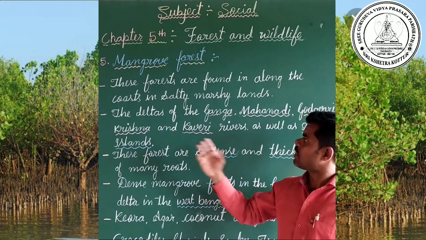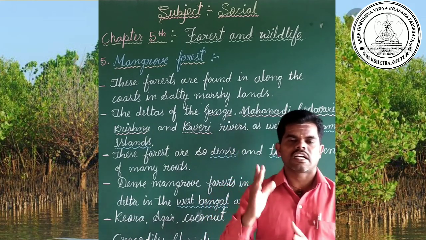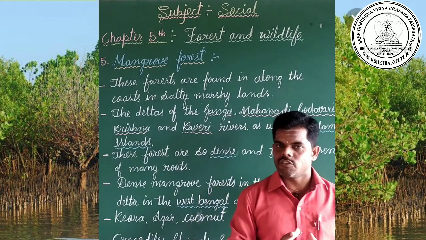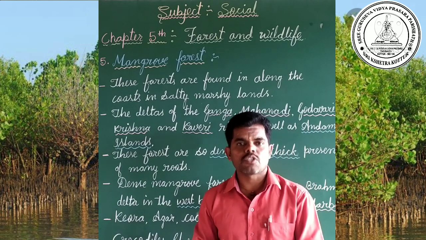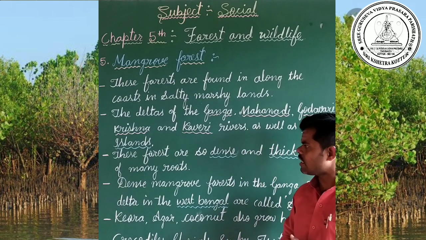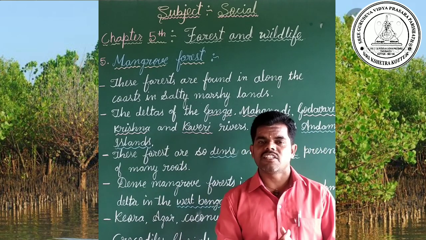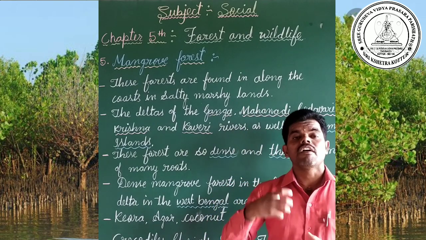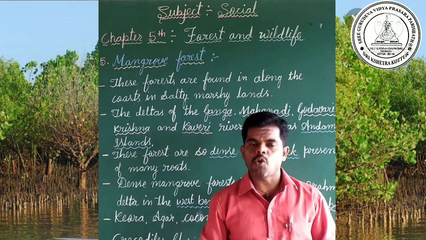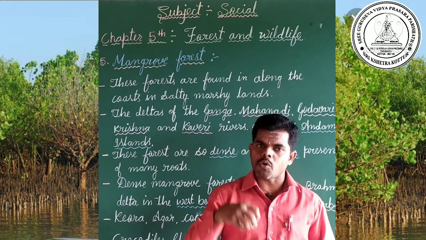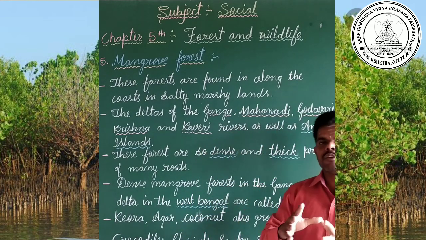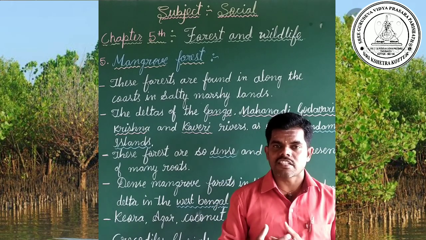The second thing is the delta of the Ganga. Through the Ganga basin, the Brahmaputra, Godavari, Krishna, Kaveri rivers, as well as the Andaman Islands, we can see such mangrove forests. These forests are very dense and thick. Why? Because of the presence of many roots. These trees have more roots that go deep into the soil, so they always look very dense and thick.